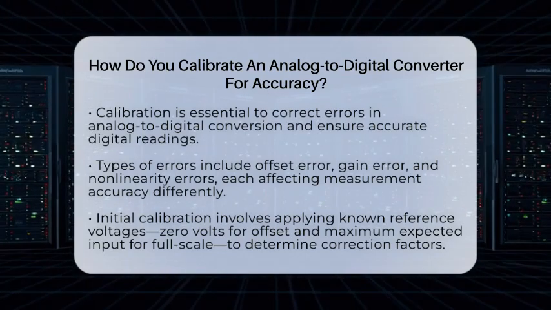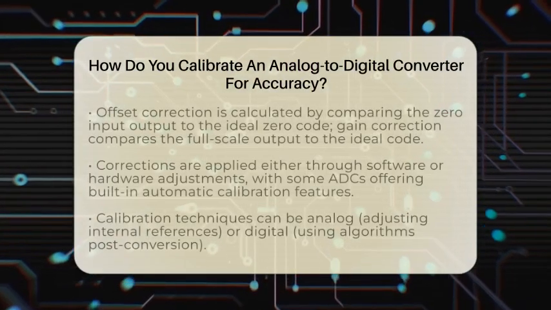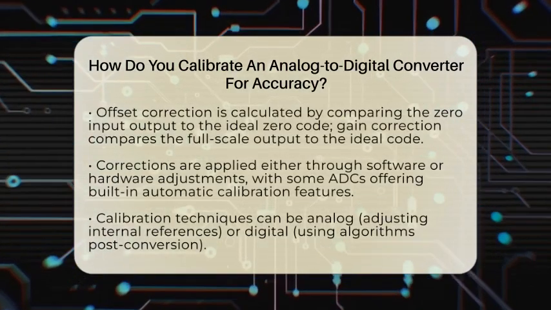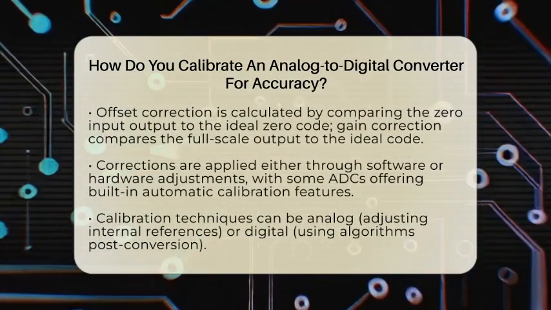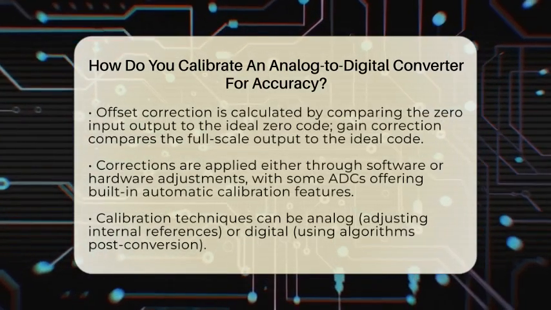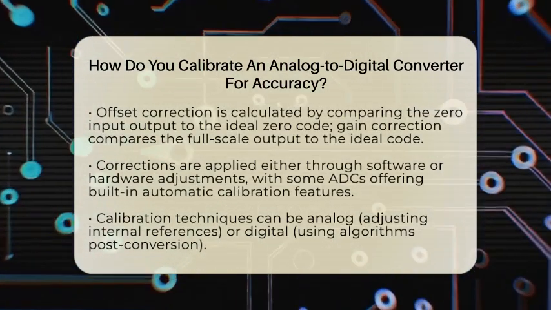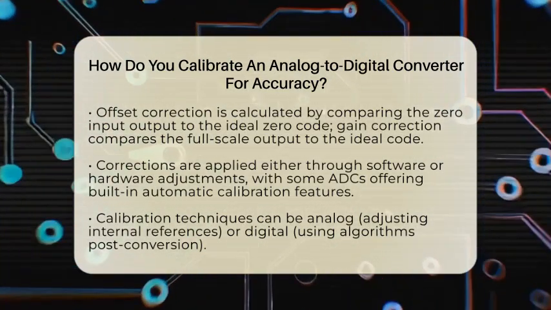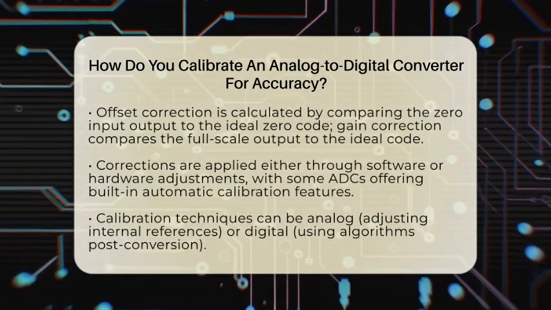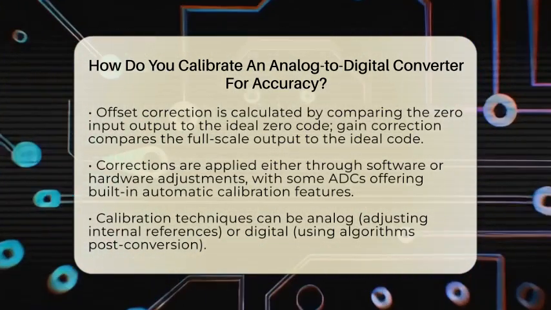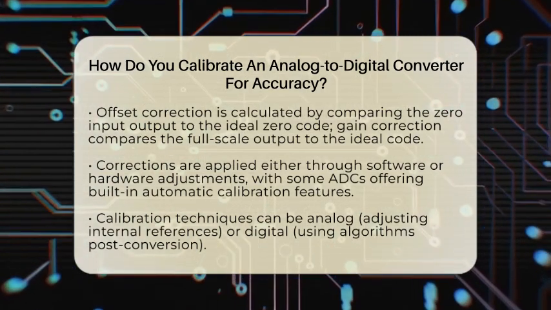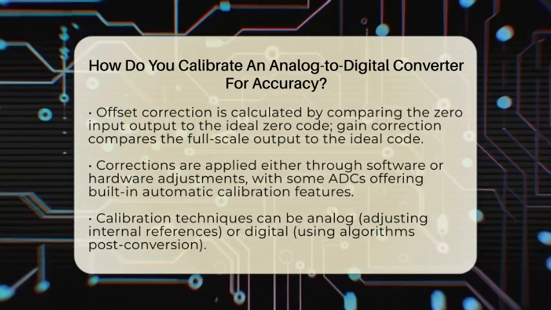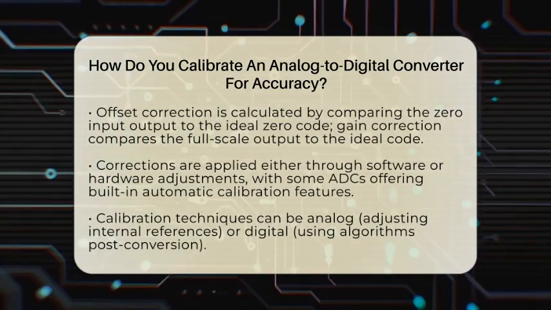Next, you perform an initial calibration. Start by applying a known reference voltage to the ADC input. Usually, you use 0 volts or the lowest expected input for offset calibration. Then, apply a known full-scale voltage, which is the maximum input your system expects. Record the digital output codes for these reference points. To find the offset correction, subtract the measured 0 input output from the ideal 0 code. For gain correction, compare the measured full-scale output to the ideal full-scale code. These calculations give you the correction factors needed.